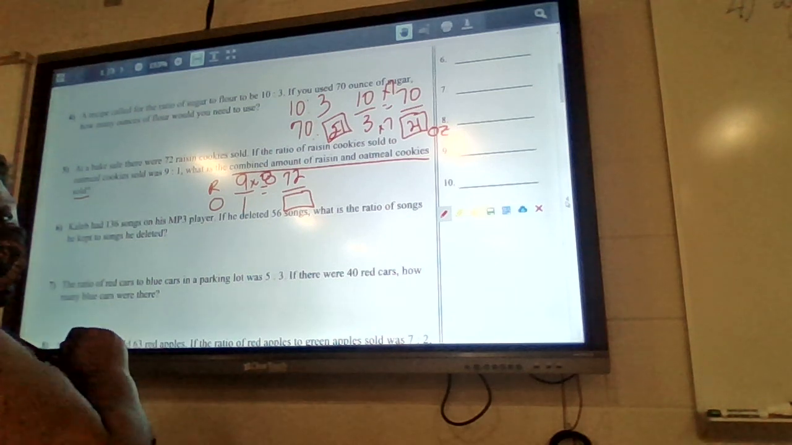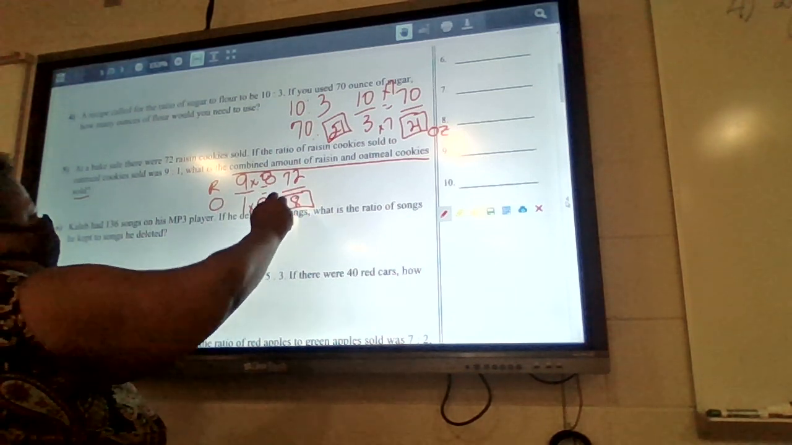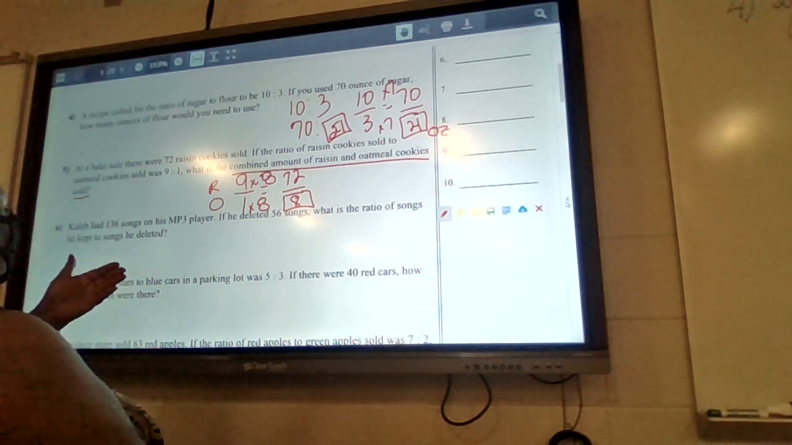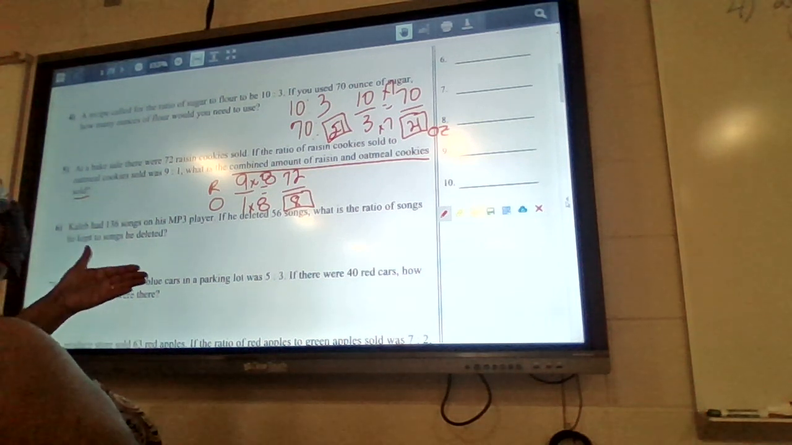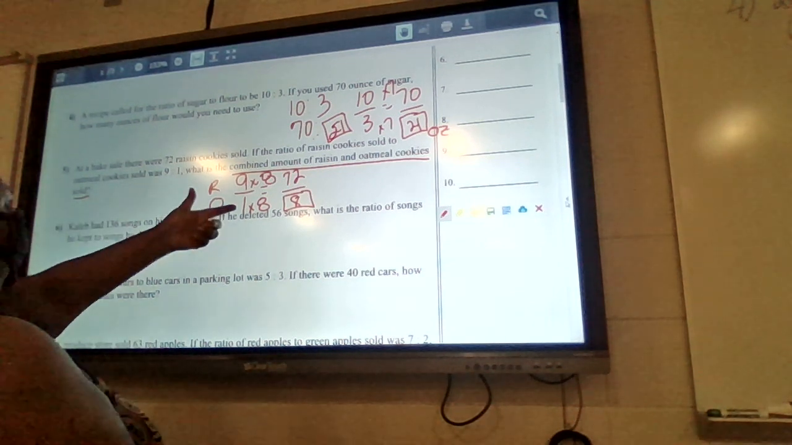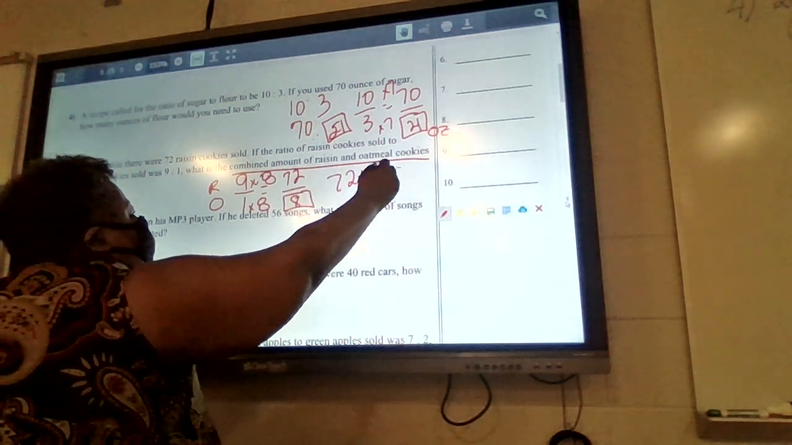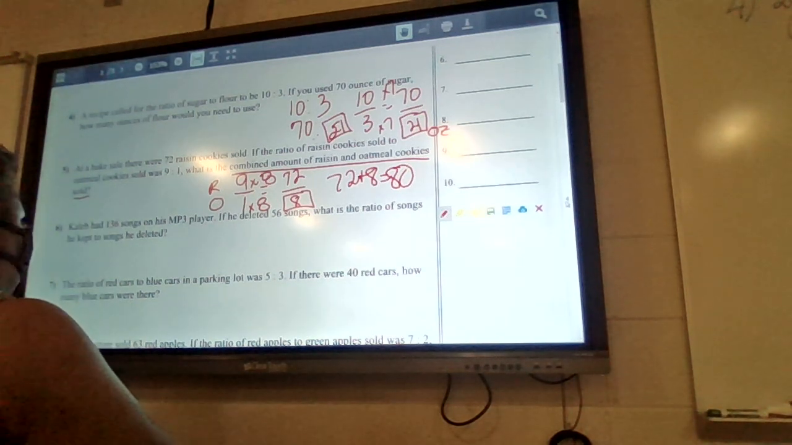So we're also going to multiply this 1 times 8. So the ratio of raisin cookies to oatmeal cookies is 72 to 8. So they want the combined amount sold. So again, we're going to add these together. 72 plus 8, which is 80. So they sold a total of 80 cookies.